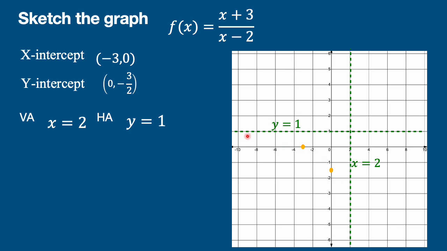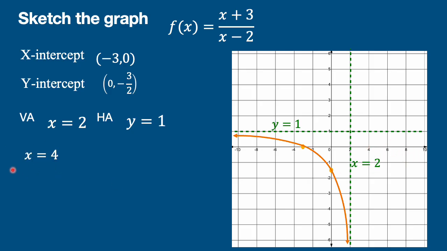This is the horizontal asymptote. This is the vertical asymptote. You're not going to touch it, just getting close. So you're going to sketch this side, getting close to the horizontal asymptote line and the vertical asymptote line. The problem is you have sketched this side, but not the other side, right? In that case, x is less than 2, you sketched it. Now you're going to sketch x is greater than 2.